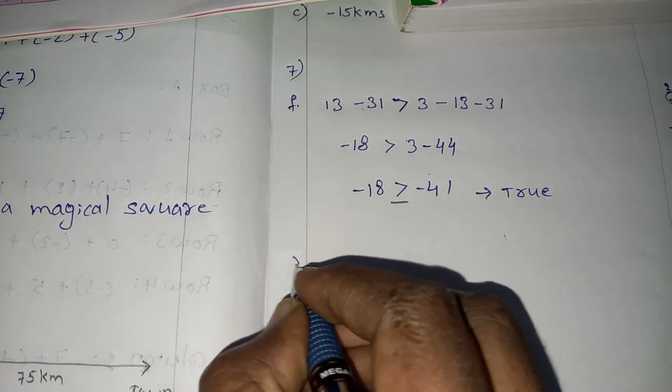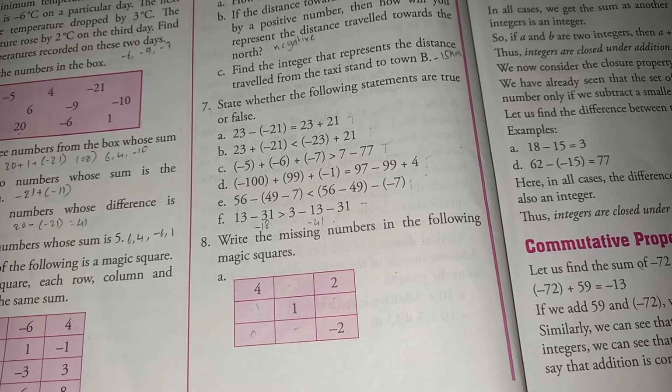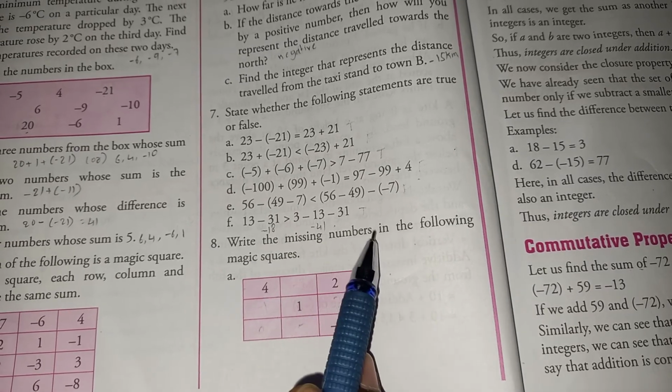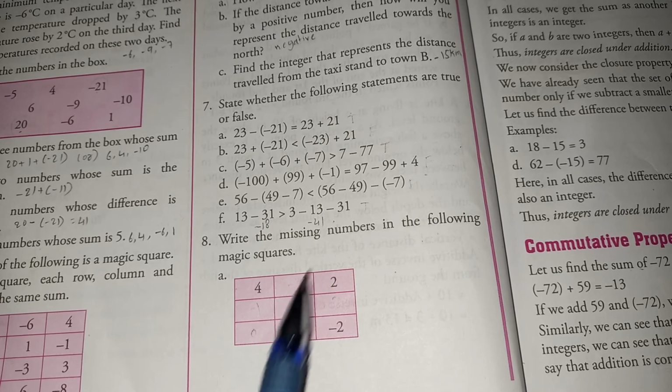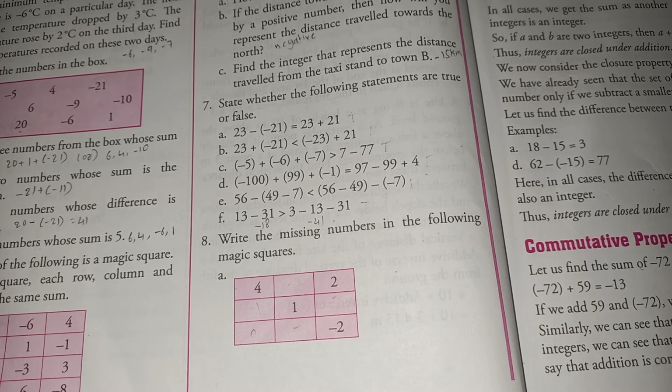Now, let us move to the 8th question. In the 8th question, what do they ask? Write the missing numbers in the following magic box. So we have to write the missing numbers. How can we write the missing numbers? How do we understand which number we have to write?